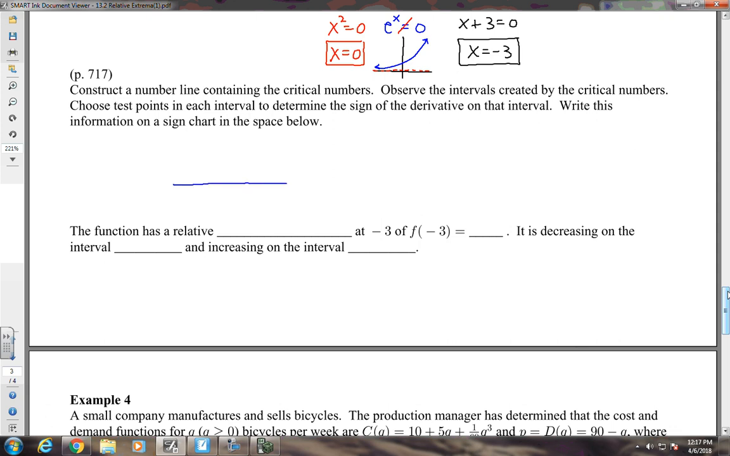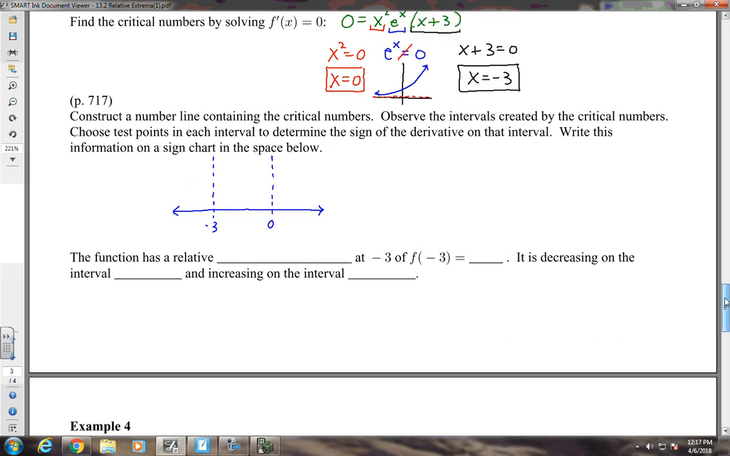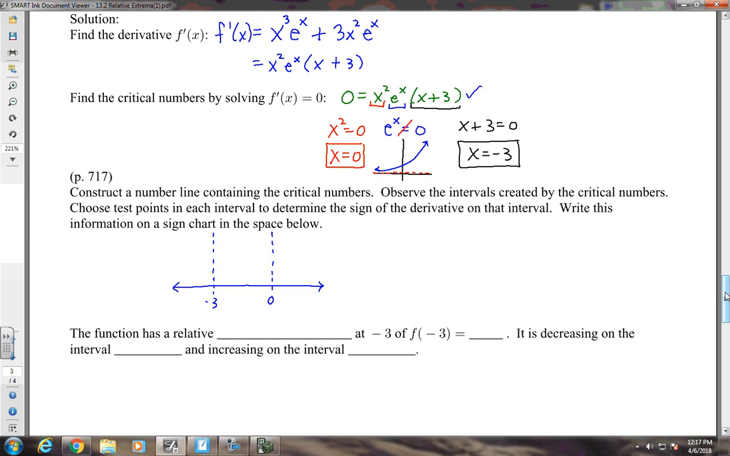So on our number line, I've got 2 values, 0 and -3. Now again, be careful. Make sure you put those in numerical order. So -3 has to go on the left. 0 is going to go on the right. Now, because our derivative was factored, I can determine the sign of the derivative by determining the sign of each individual factor.